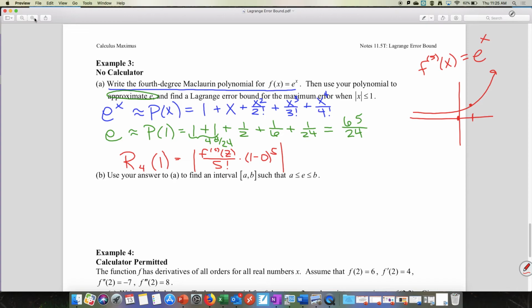Do you see it now right here? No calculation. Do you want to take 2.7 and divide it by 5 factorial and give me a number out of that? Was that your calculator? So we know that our remainder is going to be less than, we're overshooting it a little because we're rounding, 3 over 5 factorial times 1 to the 5th. What's 5 factorial? 120? Yeah. So it's 1/40.